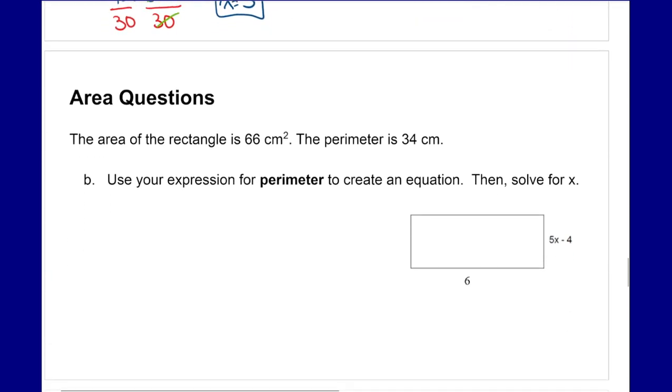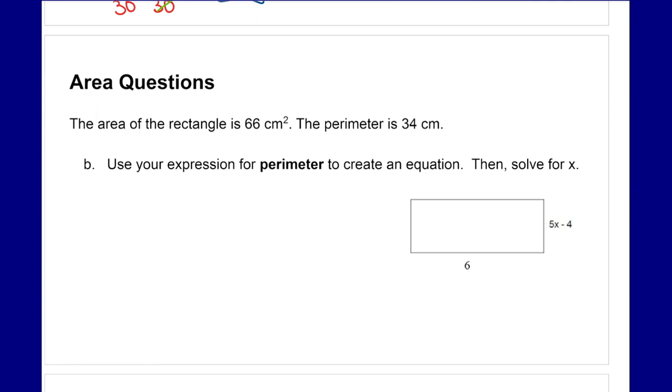We're going to do the same thing, except we're going to solve for x using the perimeter. So that was P equals 2 times the length plus the width. In this case, 2 times 6 plus 5x minus 4. And we do know that the perimeter is 34 centimeters. So let's go through and start to solve this.